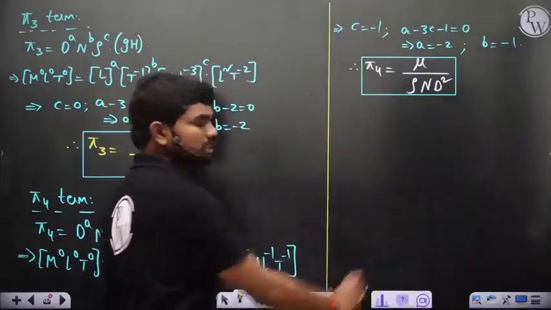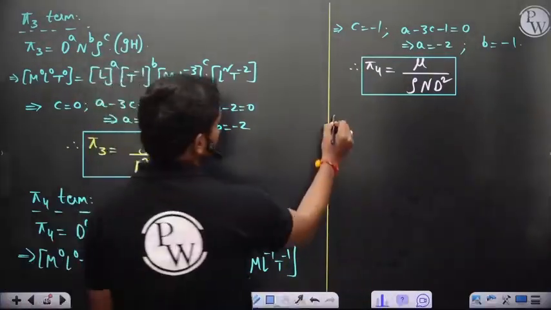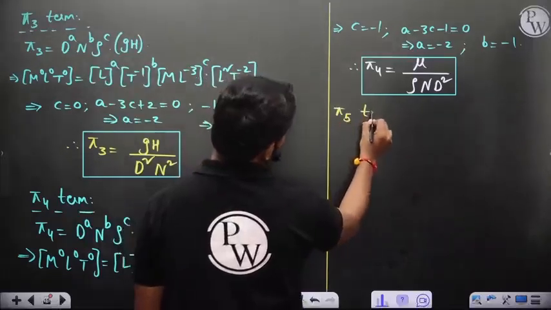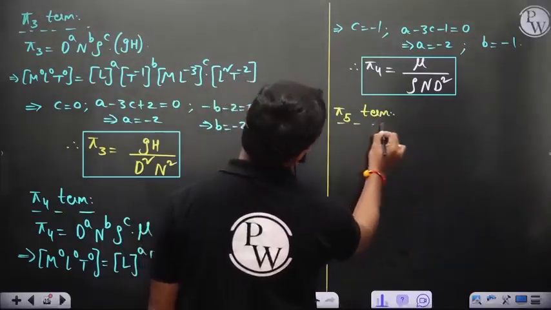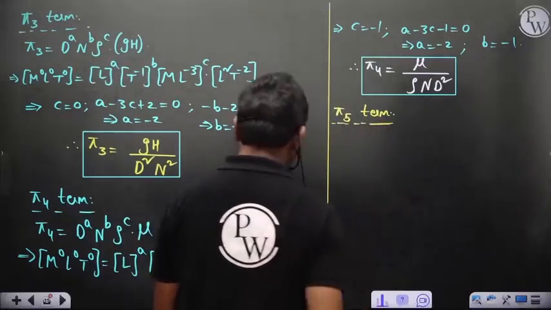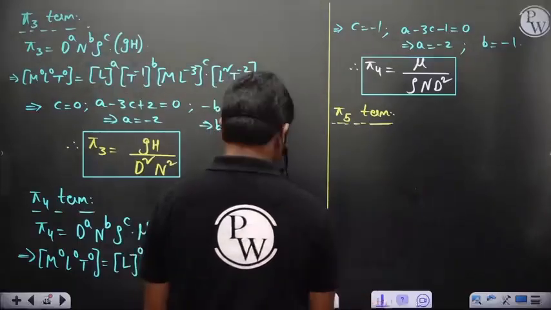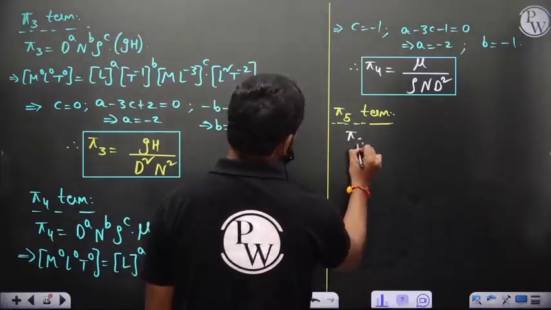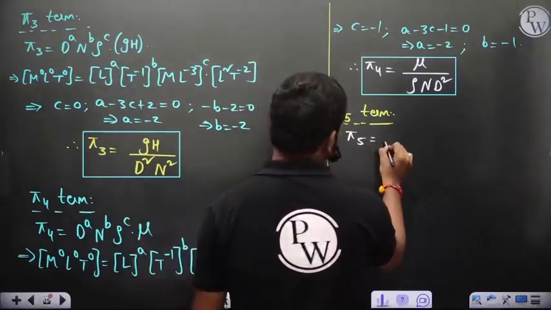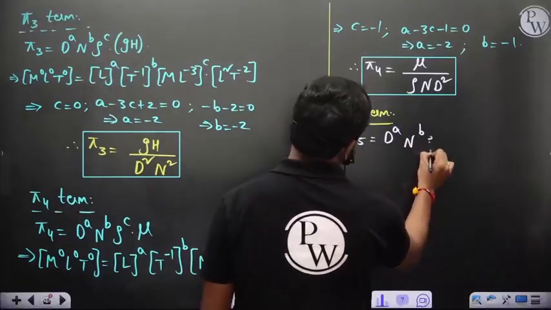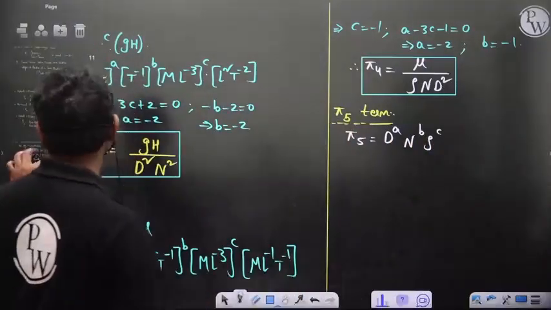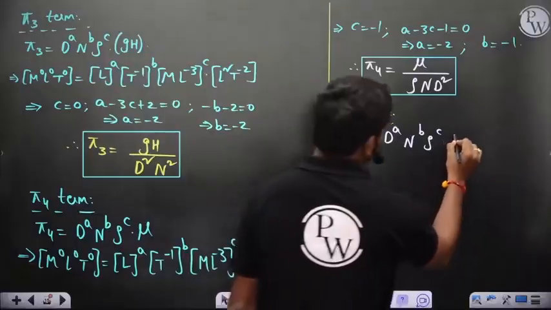Let us go for the last pi term calculation, which is pi 5. Pi 5 term. Why I am doing all this, you will come to know very soon. Okay, we have some important parameters which we will bring out. So pi 5 is equal to d power a n power b rho power c. What is the last variable that we have? Bulk modulus, no? So e, yeah, bulk modulus is what we have.